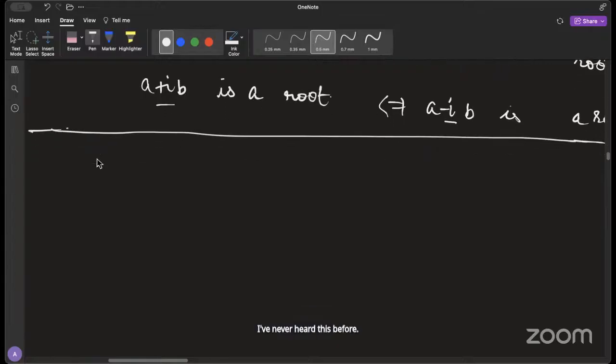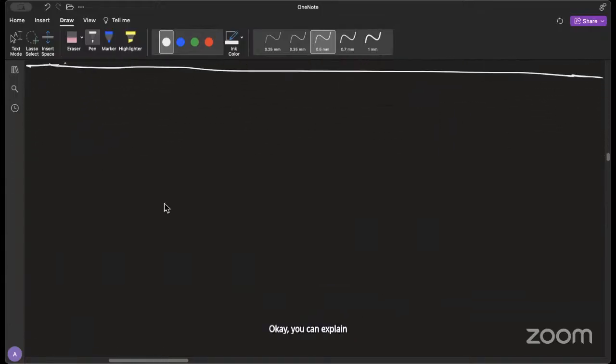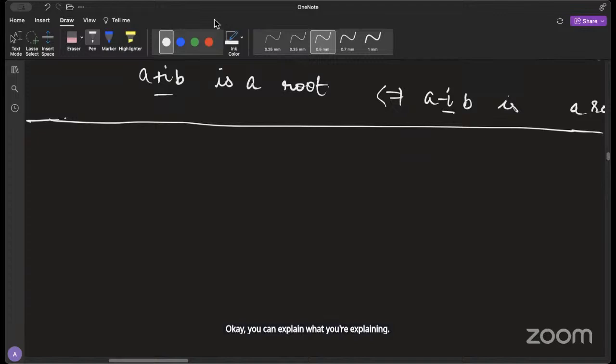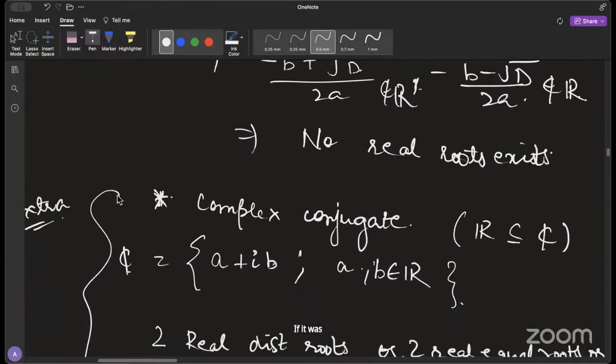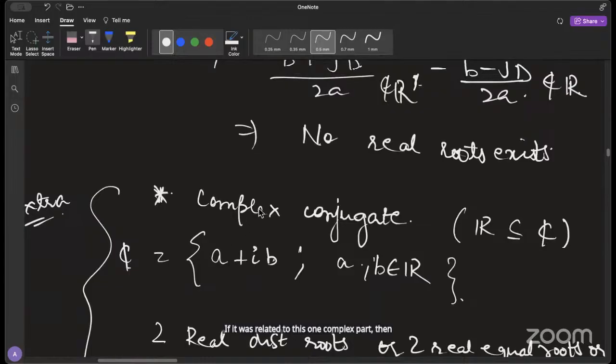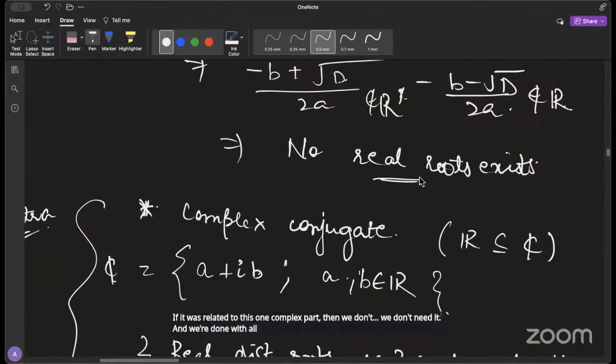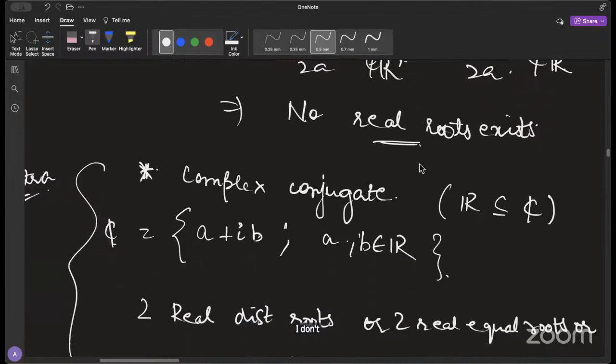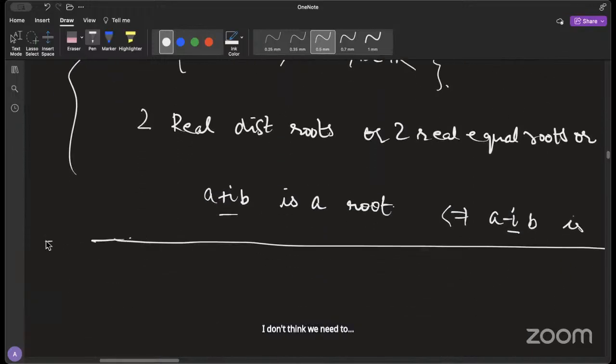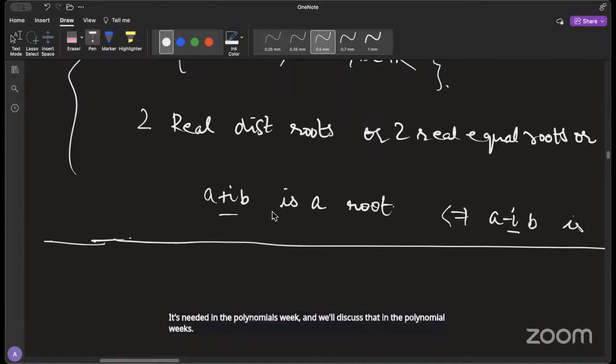Yes, ma'am, can you explain what you are explaining? The real root part you were explaining. If it was related to this one complex part, then we don't need it. And we're done with all the possible cases here. So I don't think we need any explanation in this part. Any part of this which is needed, it's needed in the polynomials week, and we'll discuss that in the polynomial weeks. Don't worry.